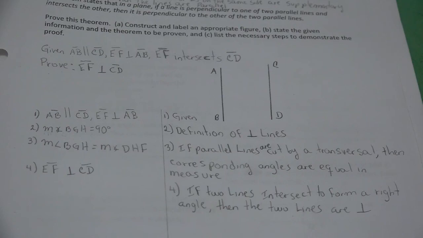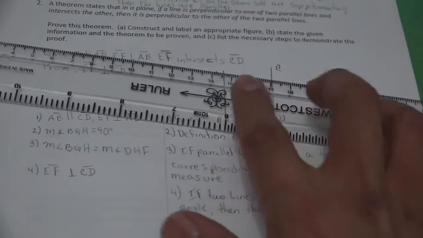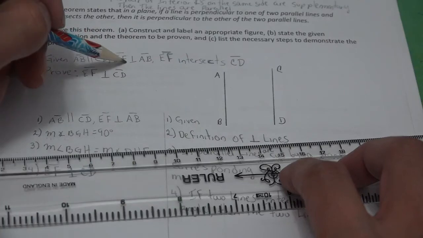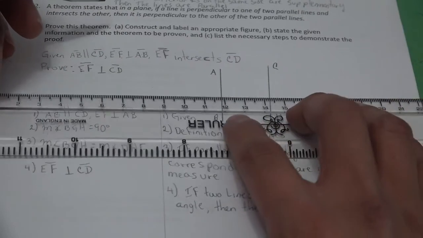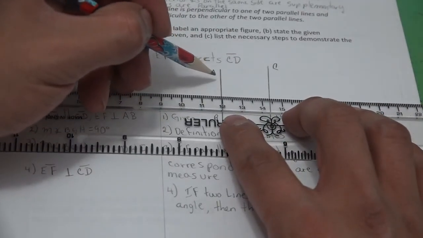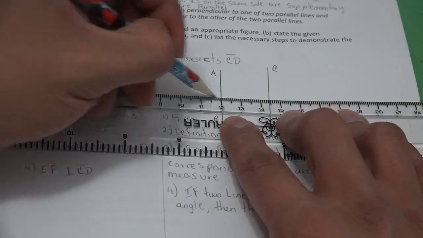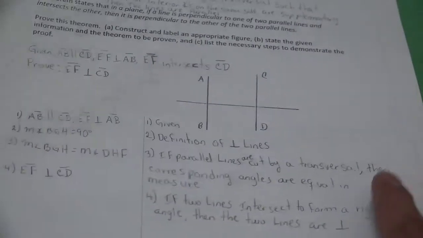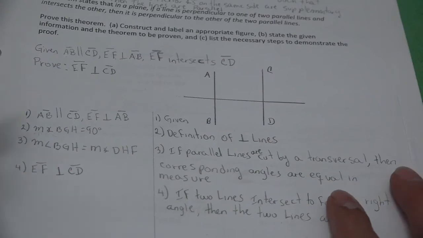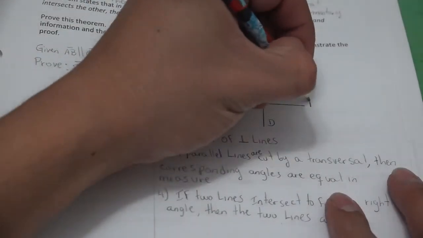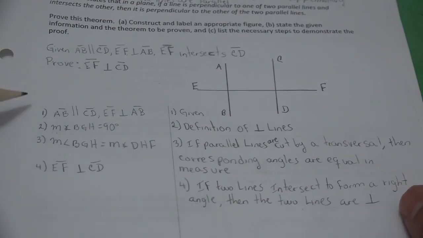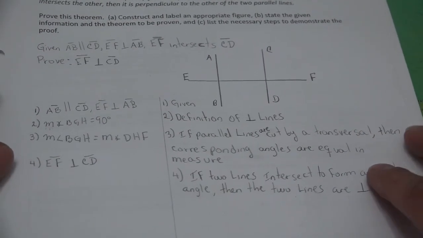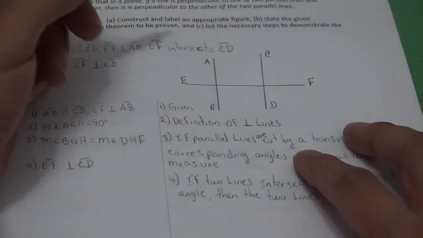Okay, and now it says that EF is perpendicular to AB and EF intersects CD. So it's perpendicular, so I'm going to try to make it as perpendicular as possible. I hope that's perpendicular enough. So that is basically EF. Oh, okay. Now what? No, that's it. All right, so I have a problem. Every time we do a diagram, I have a problem.